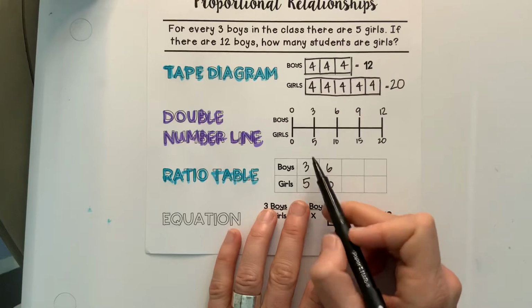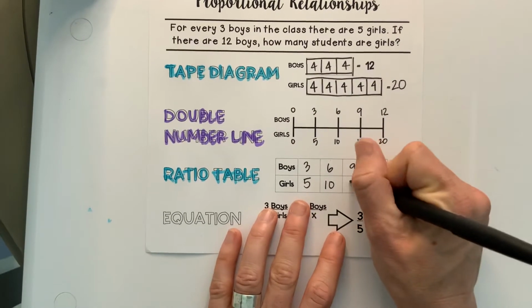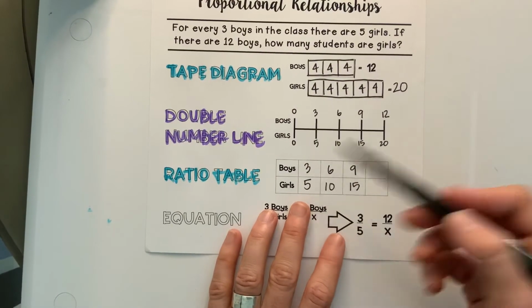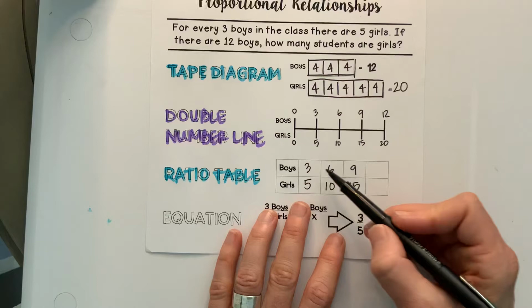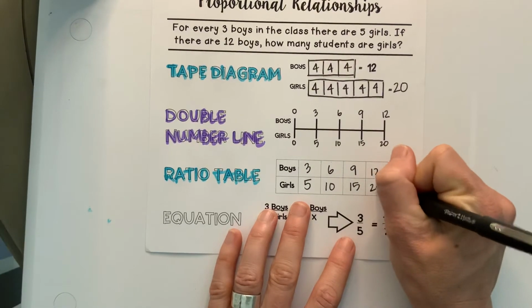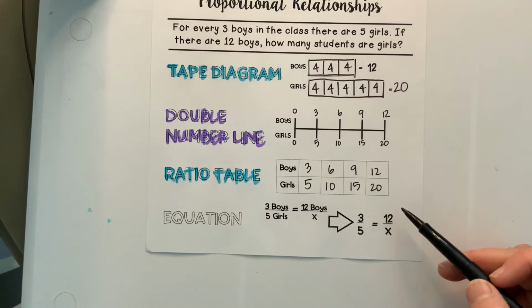All right, now I'm going to triple it. So 3 times 3, that's going to be 9. 5 times 3, that's going to be 15. Now I'm going to go to the next one. I'm going to do times 4, so increasing by a scale factor of 4. 3 times 4, that's going to be 12. 5 times 4, that's going to be 20. So I now have this set of equivalent ratios in a table.